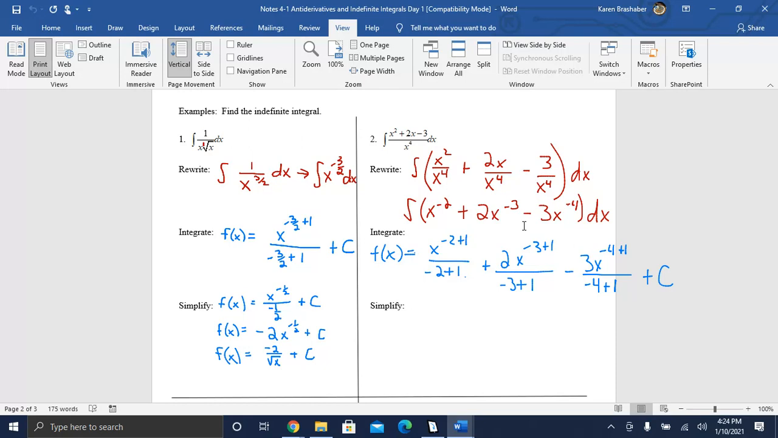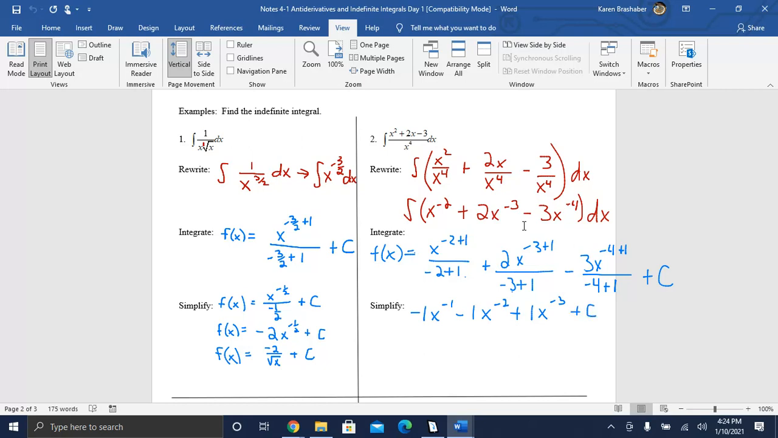So now we will simplify. Your denominator is negative 2 plus 1. That would be negative 1. So something divided by negative 1 is just going to be negative 1x. And then we'll have our exponent to the negative 1 power. Here you have 2 in your second term, 2 divided by negative 2. That will be negative 1x to the negative 2 power. And then in the last term, you have negative 3 divided by negative 3. That's going to be plus 1x to the negative 3 power plus c.